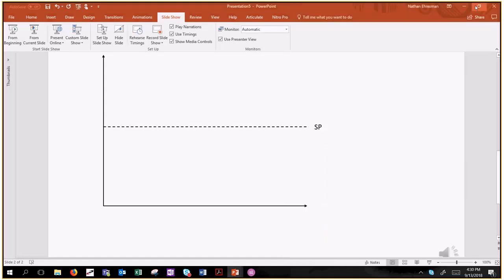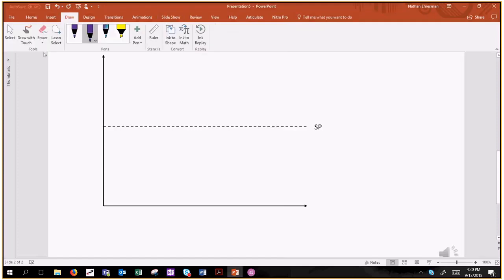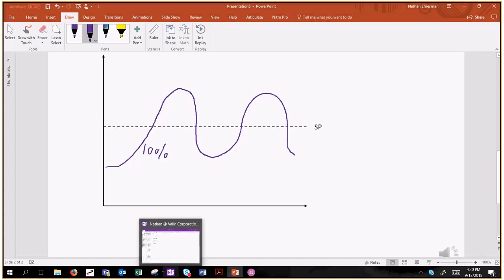Okay, so we're talking about basic PID control. When you look at PID control, we're going to draw a graph here. In a normal scenario, you're going to go up, and then you're going to go down, and then you're going to go up and down across that set point. What's happening is right here the heater's on at 100%, and right here the heater is on at 0%.